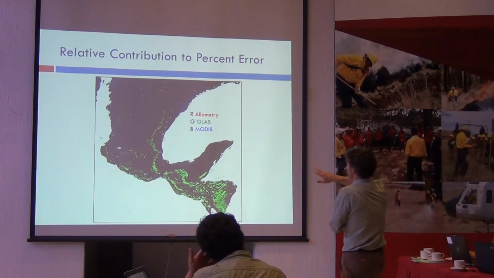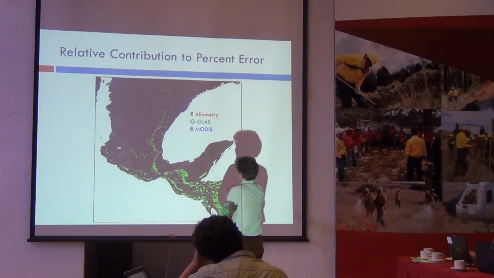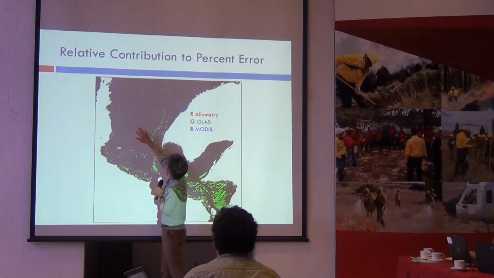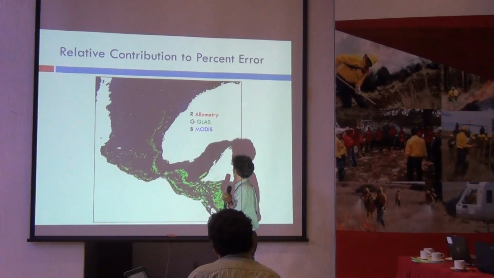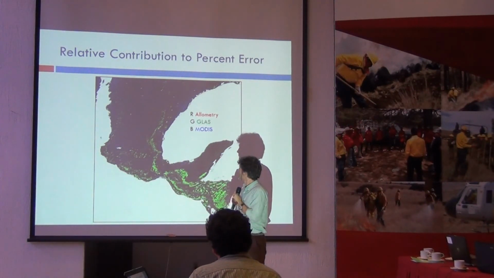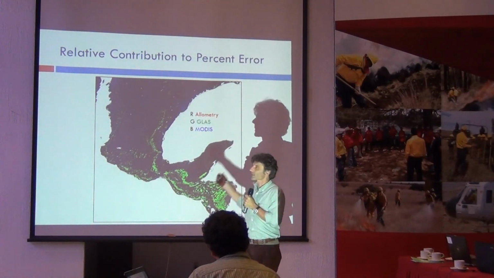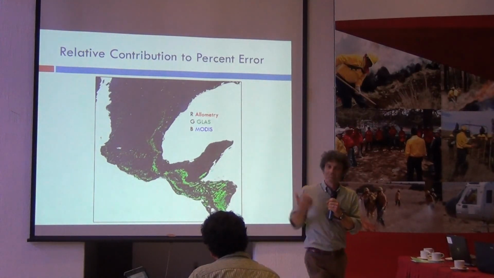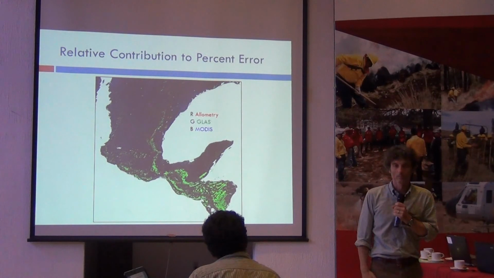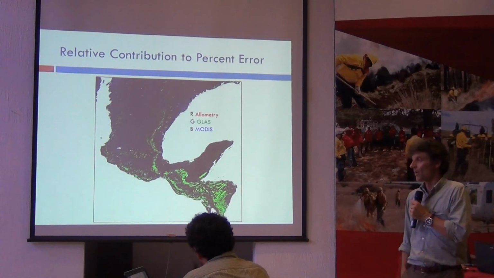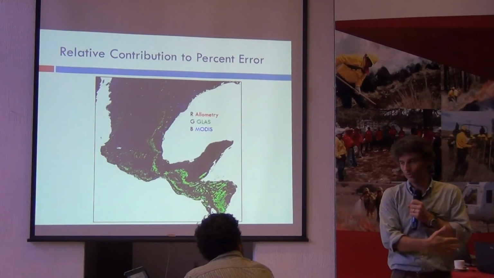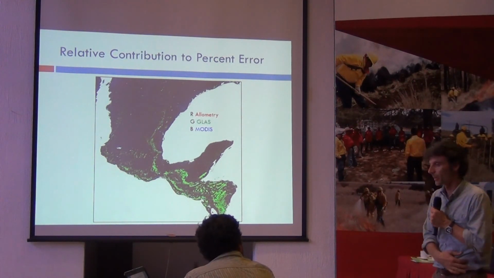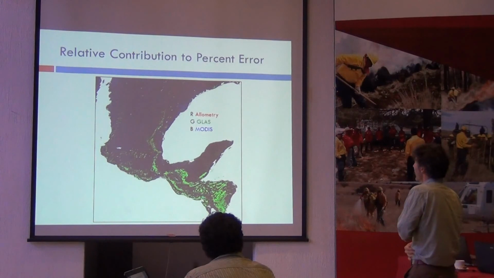It's difficult to see here, but you do have error with the MODIS data here and up there and here and up here. But what is interesting is that the allometry, the red, doesn't really show up much. So we could do a similar exercise for the Mexico map, for the new map too.